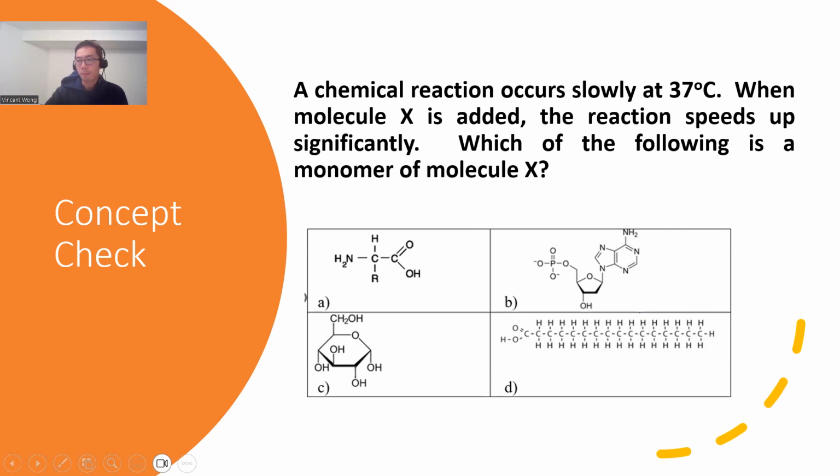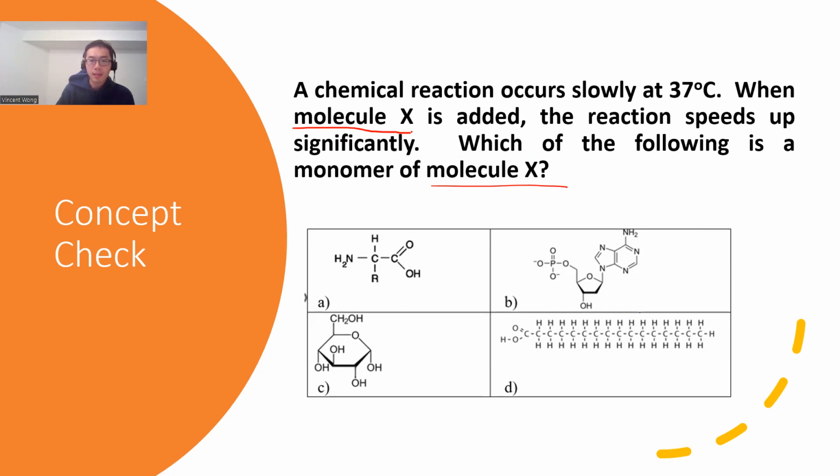Okay, this is the last one, and this would be an example of an application question. Something that is much harder and requires you to process what you've learned and apply it in a new situation. So we'll do it together. A chemical reaction occurs slowly at 37 degrees Celsius. When molecule X is added, the reaction speeds up significantly. Which of the following is a monomer of molecule X?